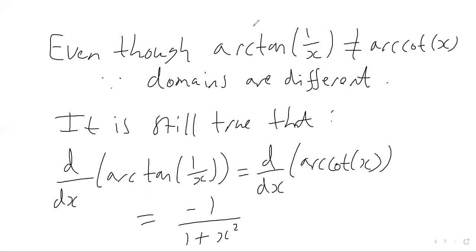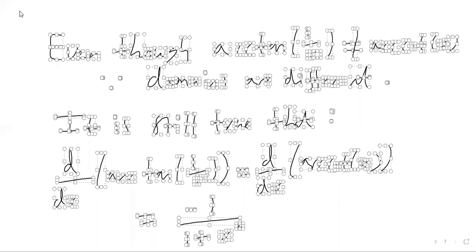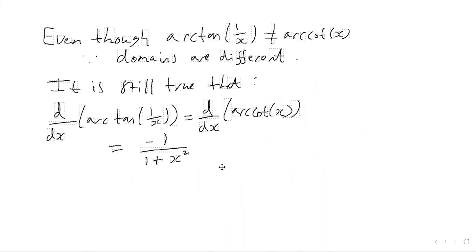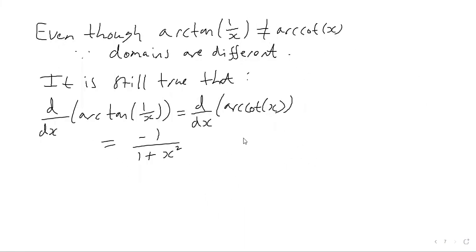Sorry, let me write this a bit neater. So 1 plus x squared like that. And I guess that's the key result from this video. We've got two functions which have the same derivative, but they don't have the same domain. So even though they've got the same gradient function, they are not the same function. So that's the conclusion from today.